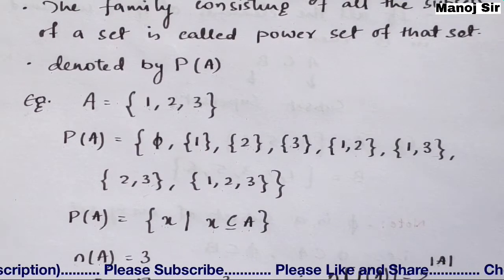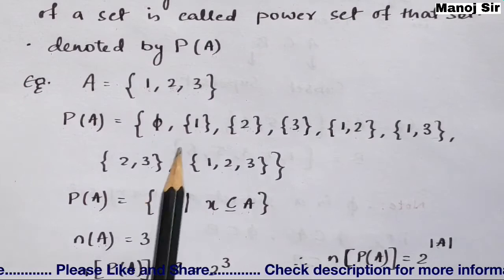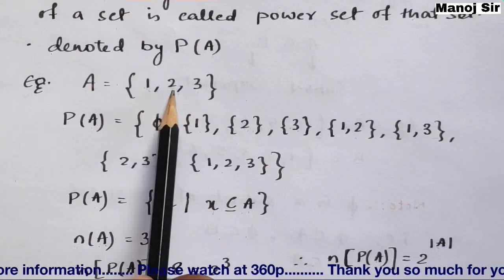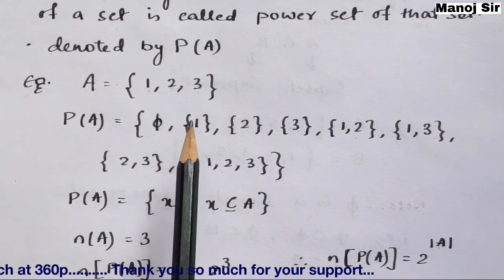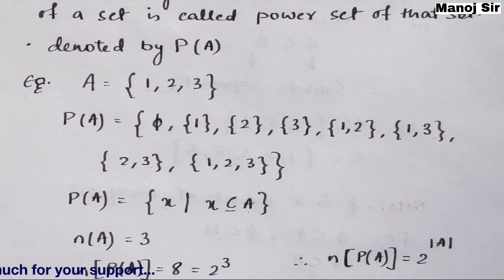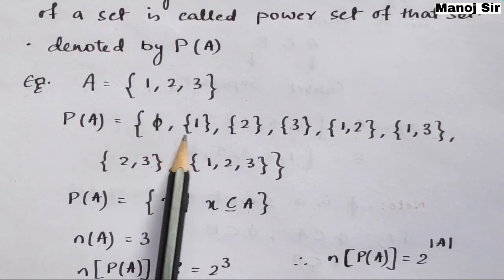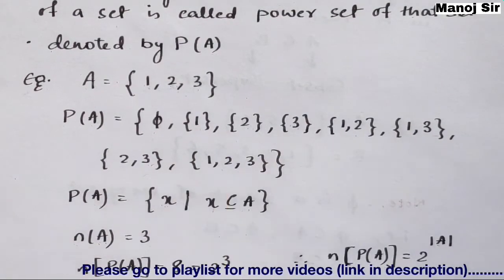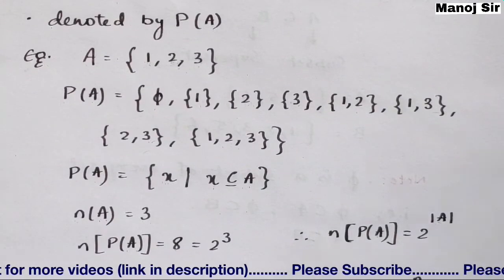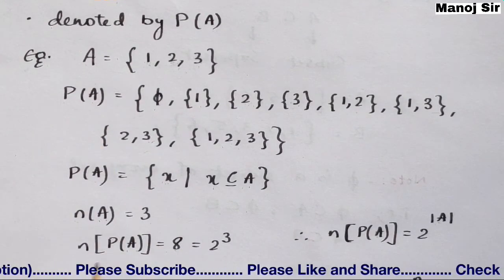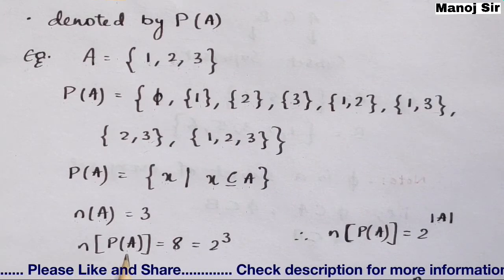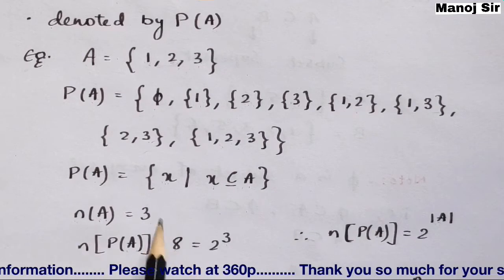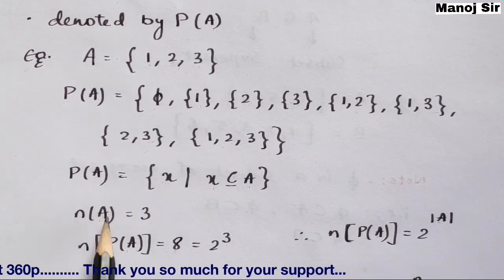Now the cardinal number, or cardinality, of set A is how much? 3, because 3 elements are present and all 3 elements are distinct. Now if you count the number of elements present in this power set of A, it is 1 2 3 4 5 6 7 and 8. So the total number of elements present in this power set is 8, which equals 2 to the power 3. That is 2 to the power of the cardinal number of set A, that is 3.